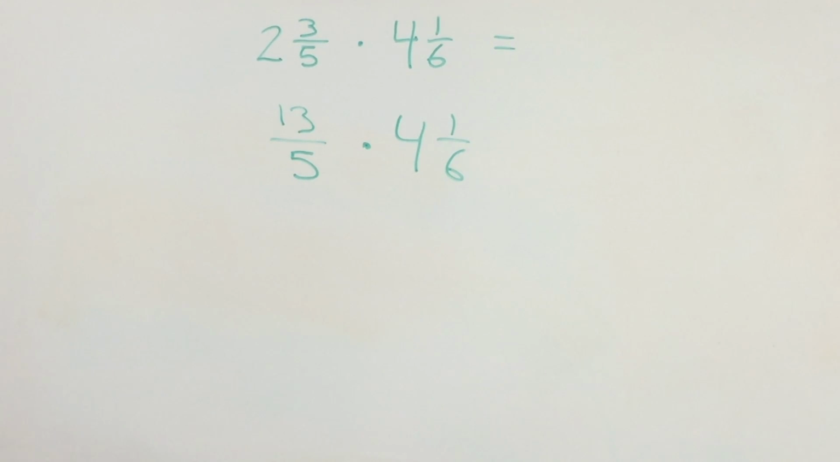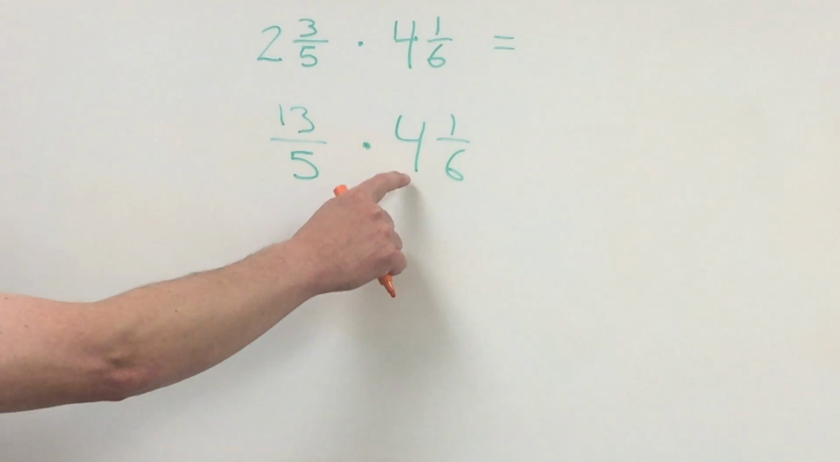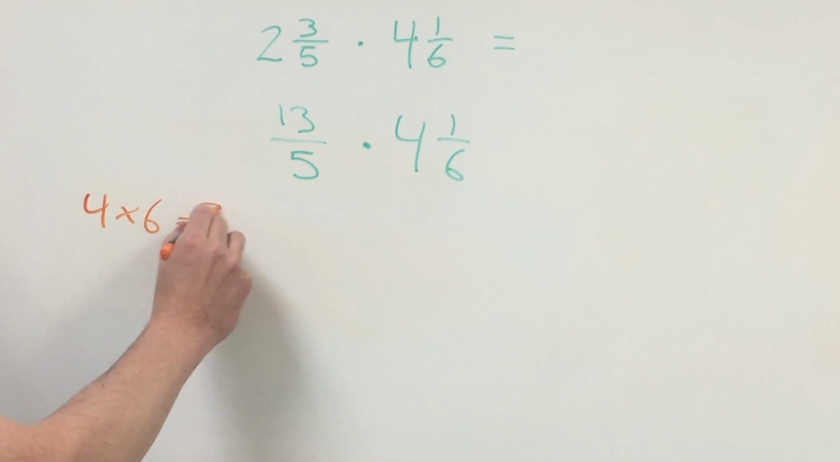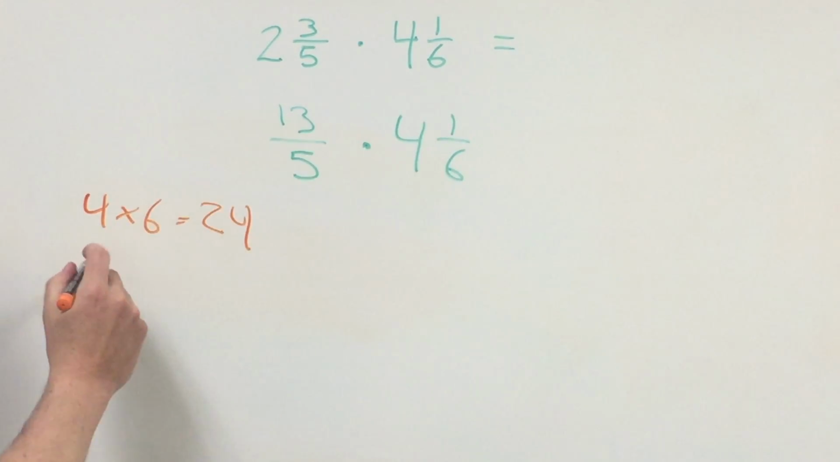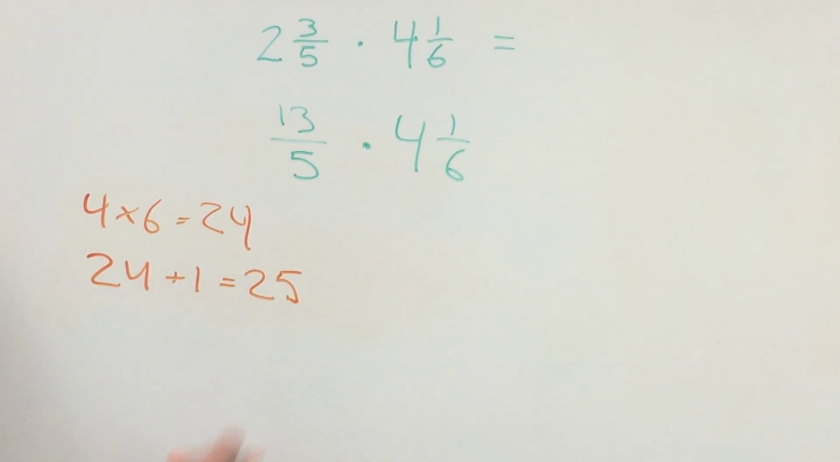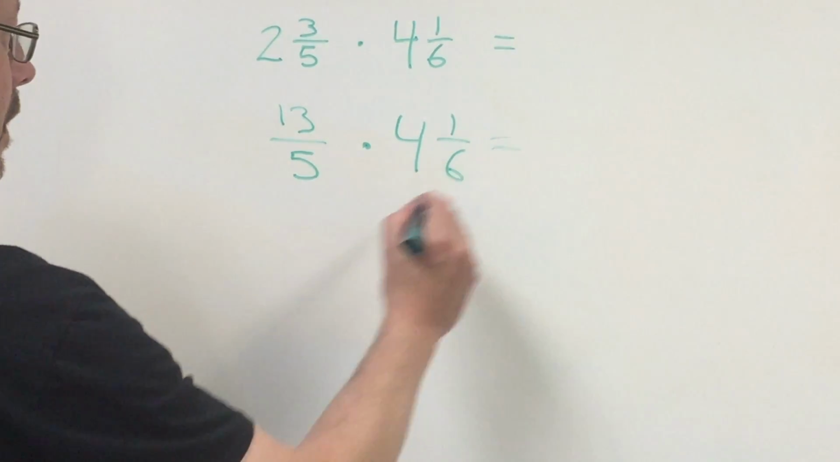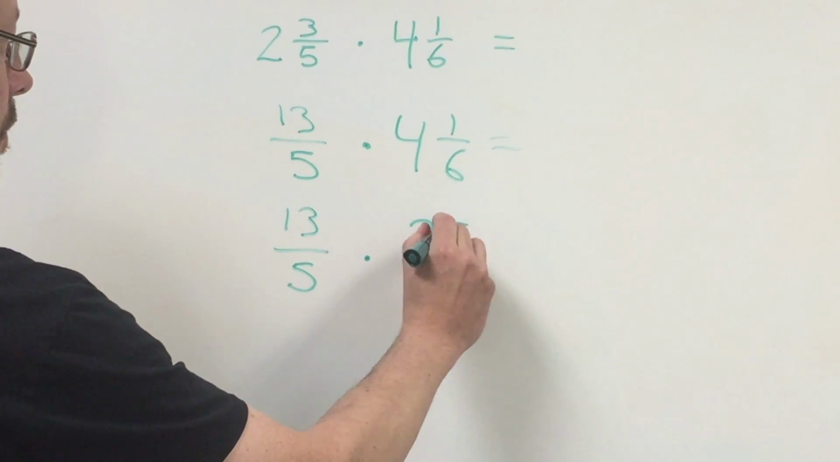Using the method we just described, we can convert 4 1/6 into an improper fraction by multiplying 6 and 4 and adding the result to the numerator 1. That gives us 25/6. We can rewrite our expression now as 13/5 times 25/6.